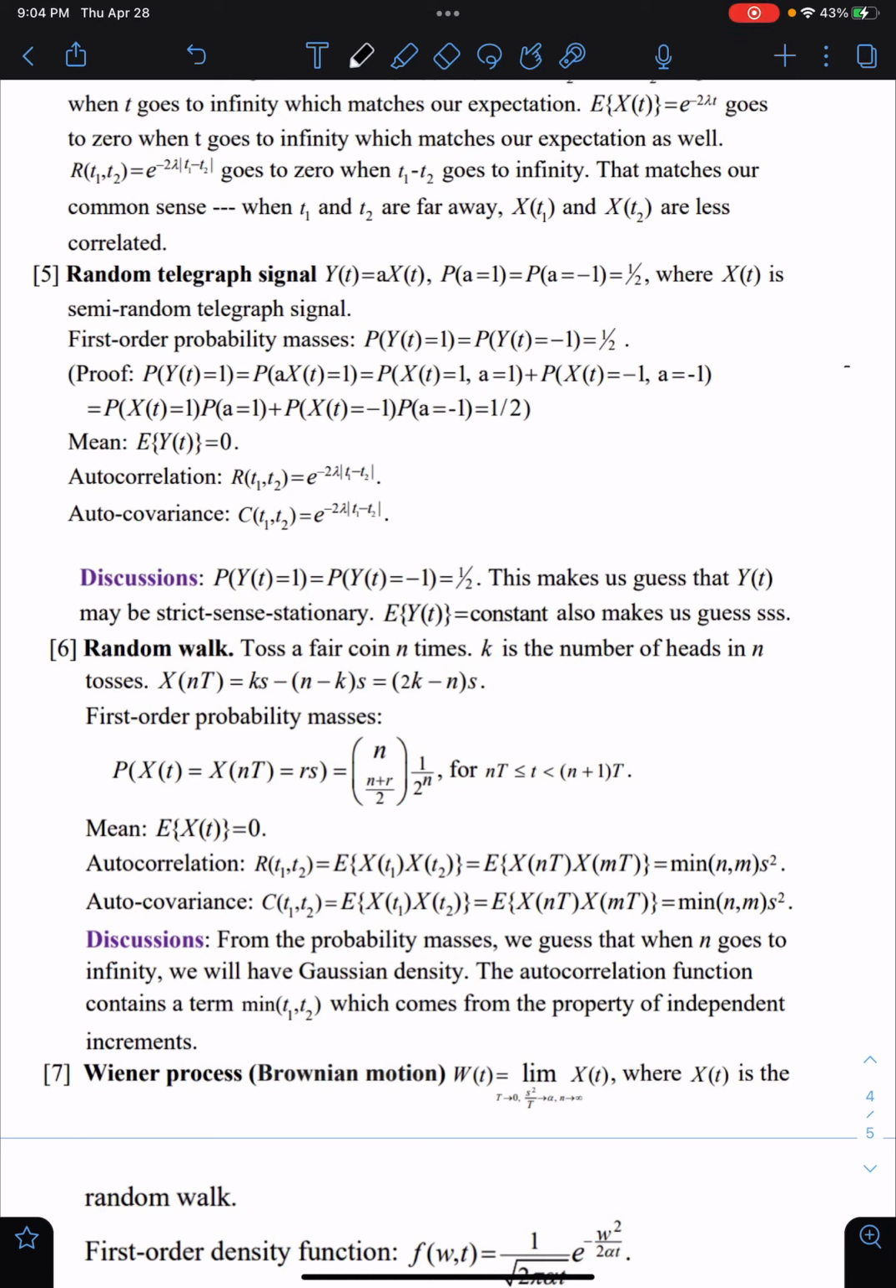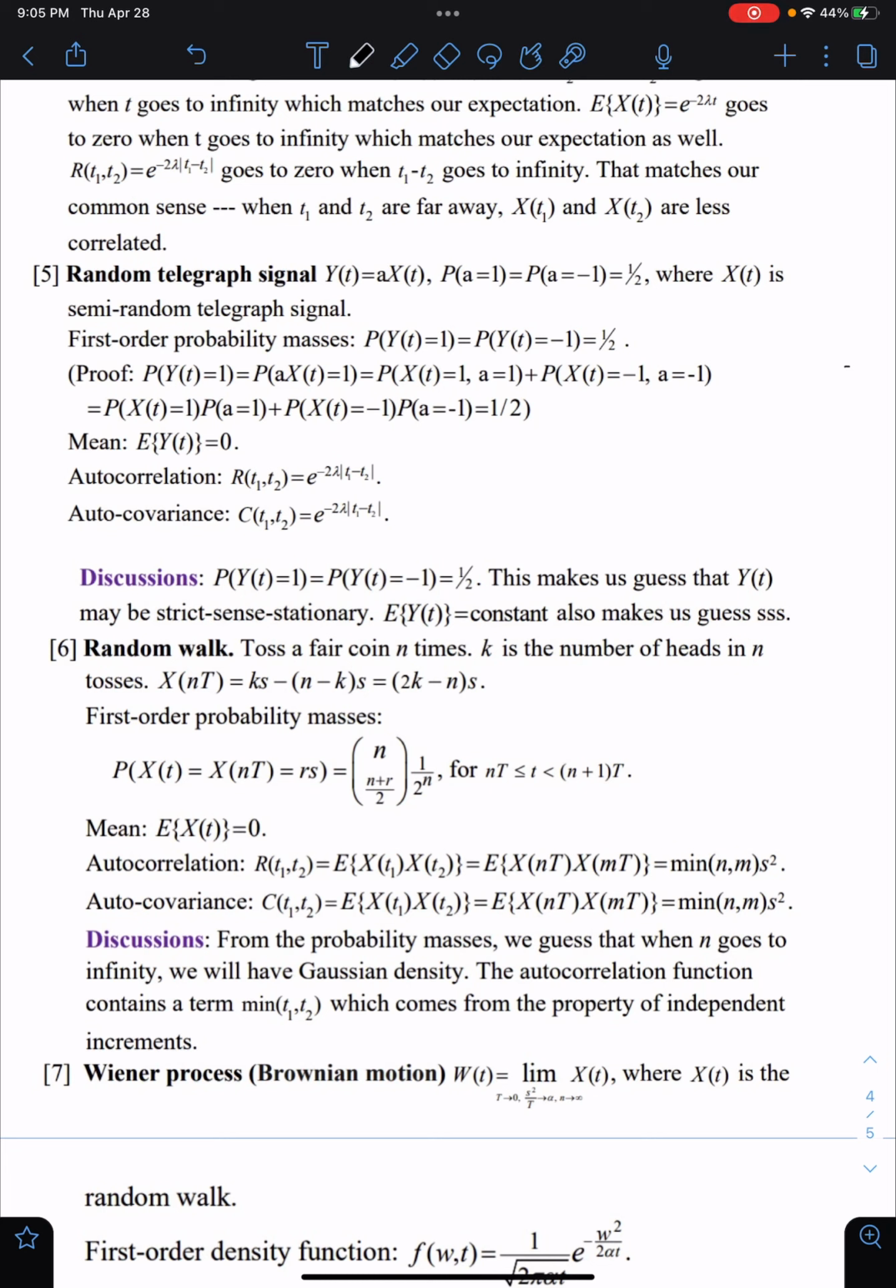And the first order probability mass functions are: P of big Yt equals 1 should equal P of big Yt equals minus 1, and equal 1 over 2. And the proof is pretty easy. We just apply the probability of big Xt and the probability of A equals 1 and minus 1 to these expressions, and we get this final result.